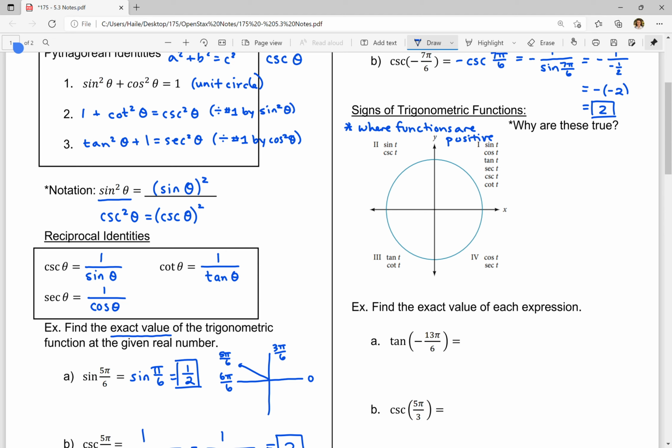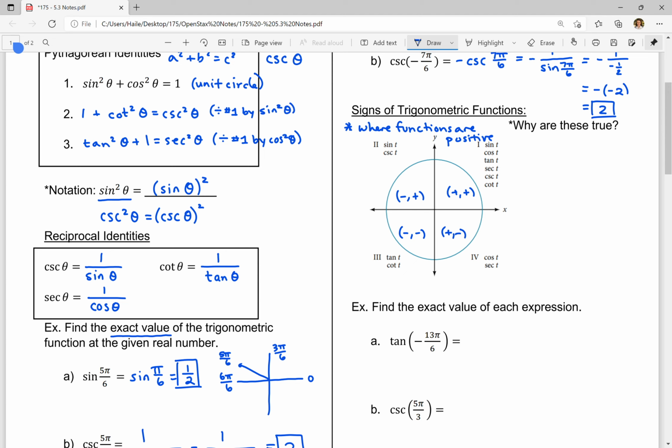So maybe let's talk about why these are true. So sine and cosine were pretty easy to see, right? Because they just relate back to the x and y coordinates of the points in that particular quadrant. So maybe let's remind ourselves, quadrant 1 is positive, positive. Quadrant 2 is negative, positive. Quadrant 3 is negative, negative. And quadrant 4 is positive, negative.